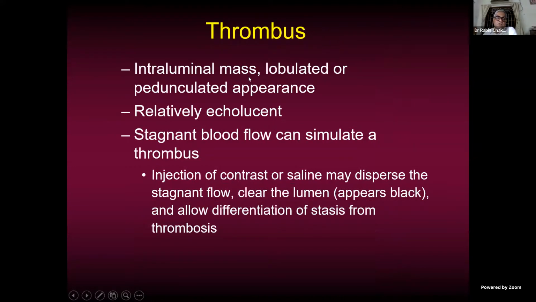Thrombus. Intraluminal mass, lobulated or pedunculated appearance. Relatively echolucent. Stagnant blood flow can simulate a thrombus. Injection of contrast or saline may disperse this stagnant flow, clear the lumen, and appear black, and allows differentiation of stasis from thrombus. So if you think this is blood stasis or a thrombus, when you inject contrast, the saline or contrast will disperse the stagnant flow, clear the lumen, and therefore it will allow differentiation of stasis from thrombosis. That is a very important way.